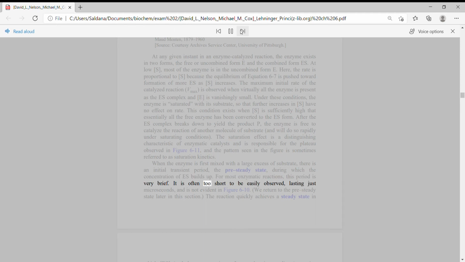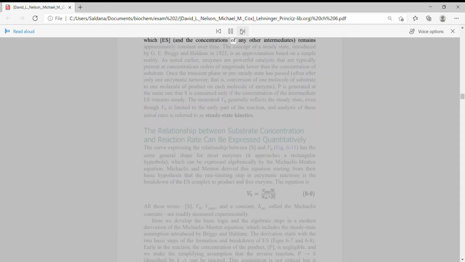It is often too short to be easily observed, lasting just microseconds, and is not evident in Figure 6-10. We return to the pre-steady state later in this section. The reaction quickly achieves a steady state in which ES and the concentrations of any other intermediates remain approximately constant over time. The concept of a steady state, introduced by G. E. Briggs and Haldane in 1925, is an approximation based on a simple reality.